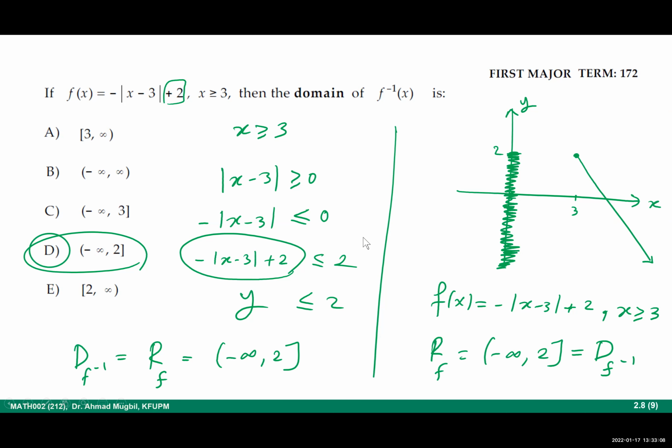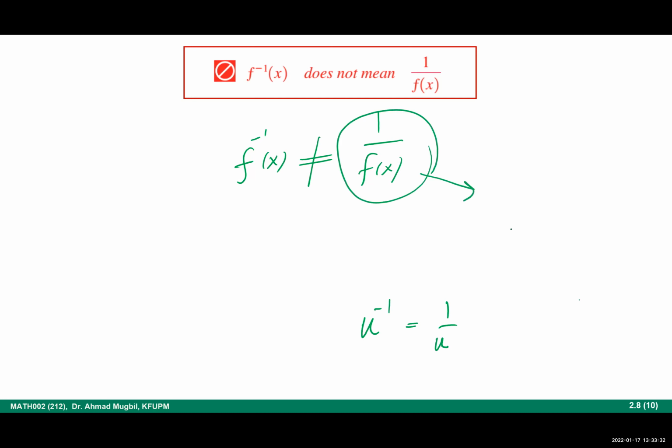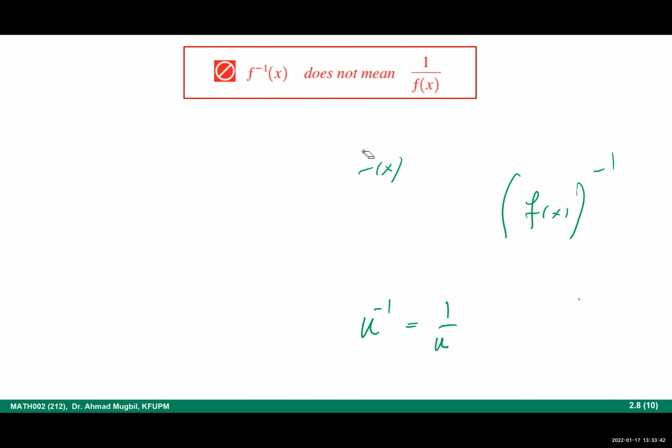Good. So again, I mentioned this, ya shabab. This is just a matter of notation. F inverse of x is not the reciprocal, don't mix up between them. We use this notation, if you remember, u to the power -1 is 1 over u, but not here. When we talk about the inverse of a function, it is not the reciprocal. If you want to represent the reciprocal, it is f of x all to the power -1. So look at the difference between this and this. It does not mean the reciprocal, be careful.